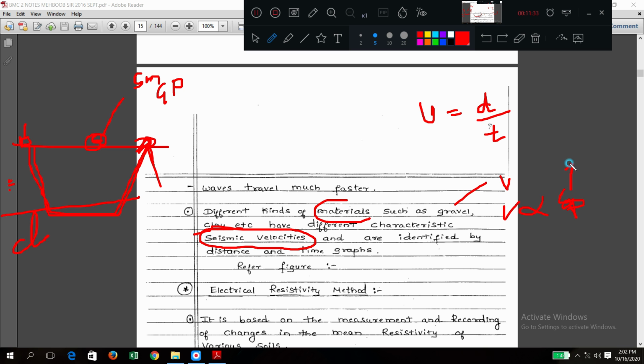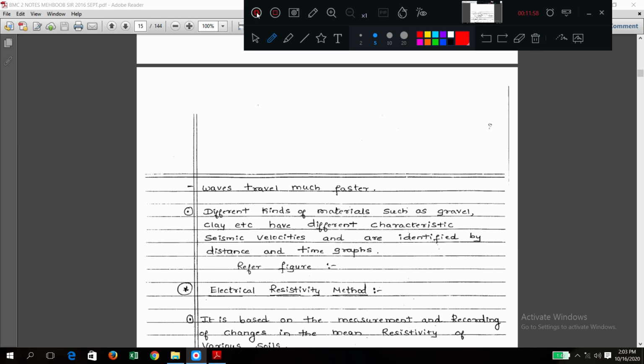So engineering property identification is nothing but site exploration. Yes or no? We are studying site exploration. That means we are going to study the soil properties. How are we studying in this method? Seismic refraction method. We are studying the velocity of the shock waves generated. That is what we call seismic. Okay, seismic velocities. So this is the seismic refraction method.